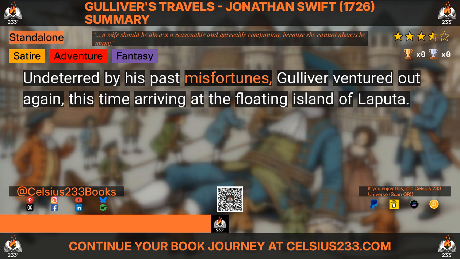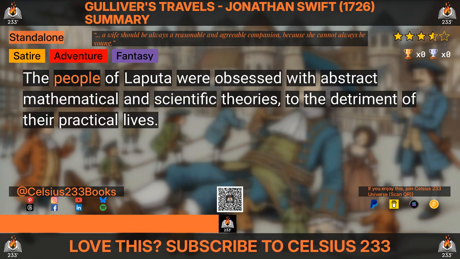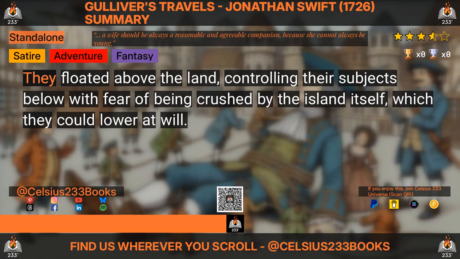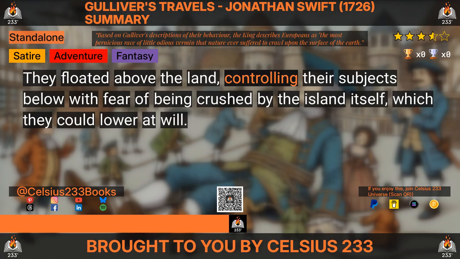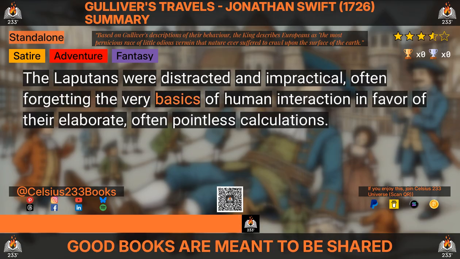Undeterred by his past misfortunes, Gulliver ventured out again, this time arriving at the floating island of Laputa. The people of Laputa were obsessed with abstract mathematical and scientific theories to the detriment of their practical lives. They floated above the land, controlling their subjects below with fear of being crushed by the island itself, which they could lower at will. The Laputans were distracted and impractical, often forgetting the very basics of human interaction in favor of their elaborate, often pointless calculations.